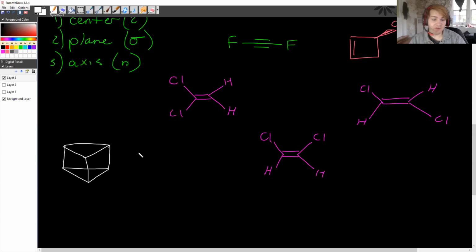And before you tell me off that there's no way that this is a real molecule, it is. I think it's called prismane.